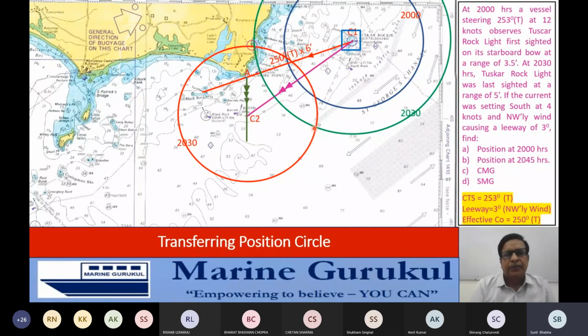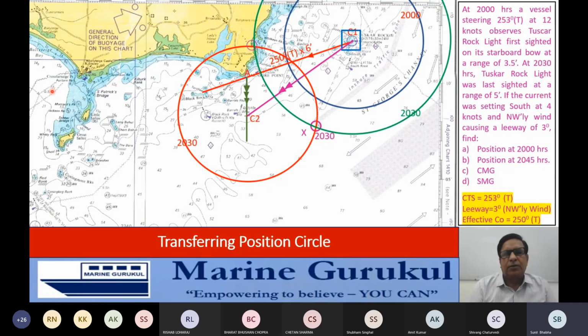Okay, so any doubt up to here, beta? No, sir. Very good. So we have two options here. So you can see either this could be the position or this could be the position. Now in this case, we can see that this northerly position is in non-navigable waters, so it gets ruled out. So this one out here is the position of the vessel at 2030.